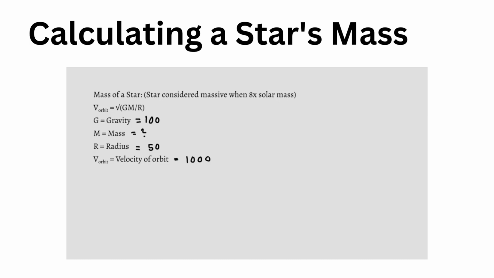So first we get rid of the square root. So now you have v squared equals GM over r. Now you move things around. Now you have G times v squared over r equals M. And now you just plug that in. So now you have 100 times 1000 squared over 50, which gives you 2 million.